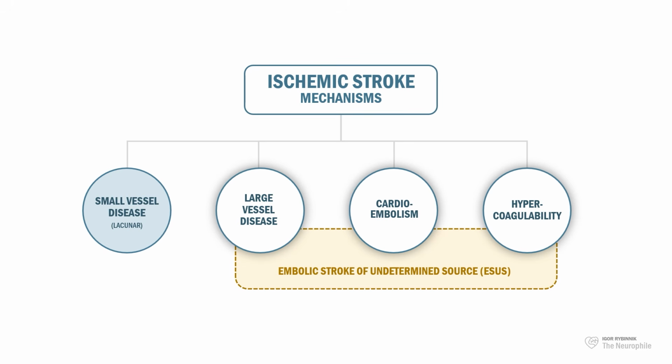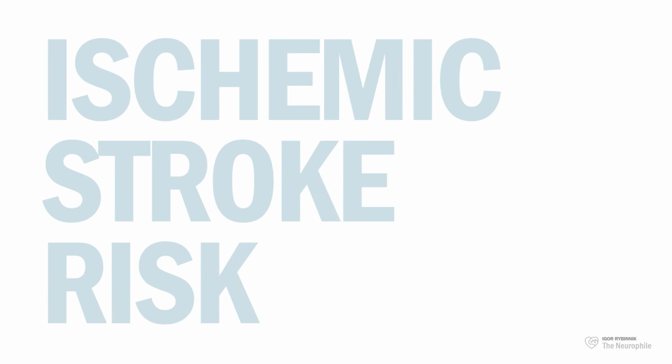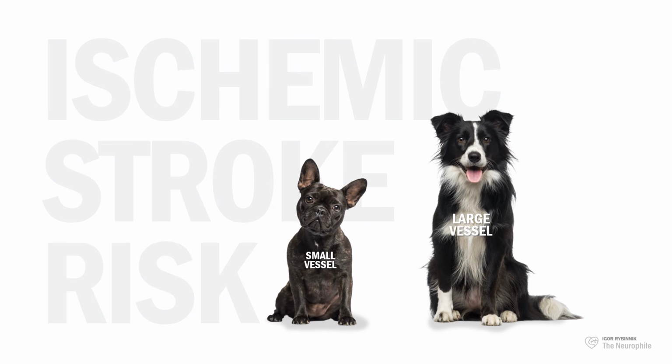Not all stroke mechanisms are created equal. Which mechanism is most dangerous? Which is likely to result in frequent stroke recurrence without proper treatment? Let's illustrate the concept of ischemic stroke risk with dogs. Small vessel disease is like a small French bulldog. Risk of stroke recurrence is several percent per year. Large vessel disease is like a medium-sized border collie. Stroke risk is around 10%.